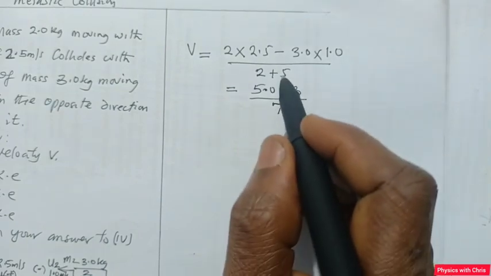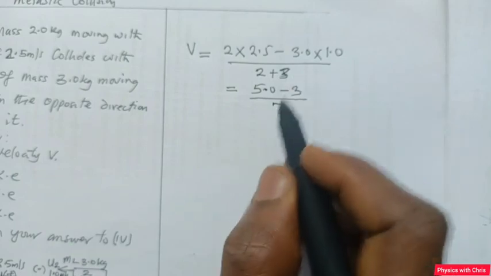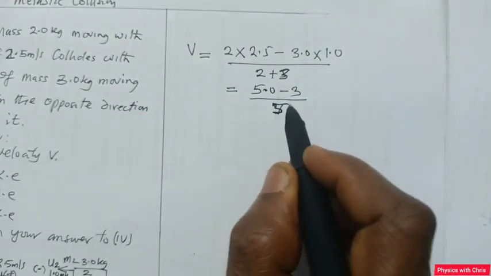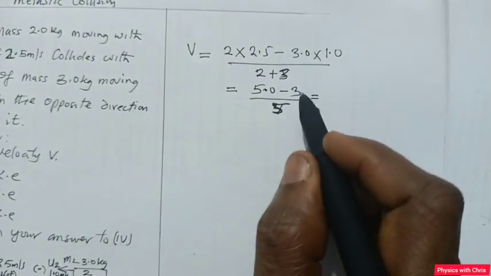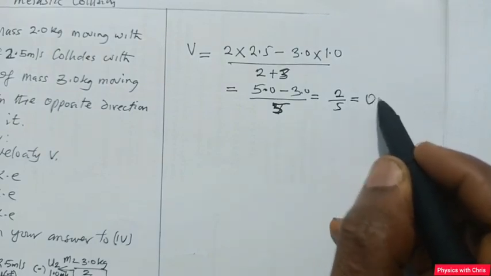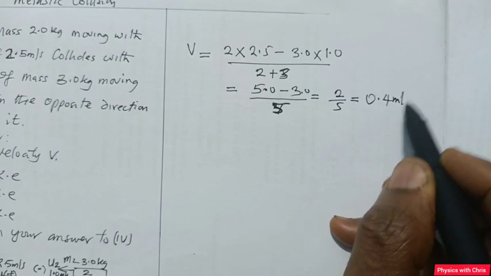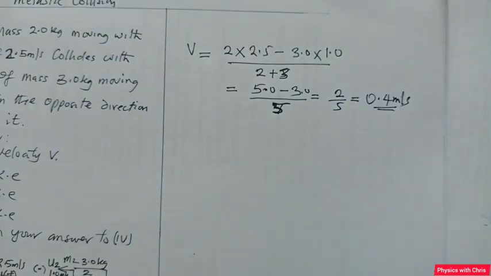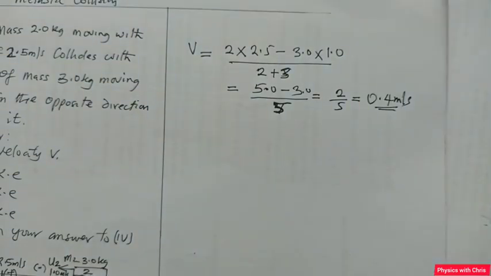Okay, that gives me 2 plus 3, not 2 plus 5, please. So that gives me 5. Okay, so this gives me 2 over 5, which results in 0.4 meters per second. So the two trolleys, after the collision, move off together with a common speed of 0.4 meters per second.